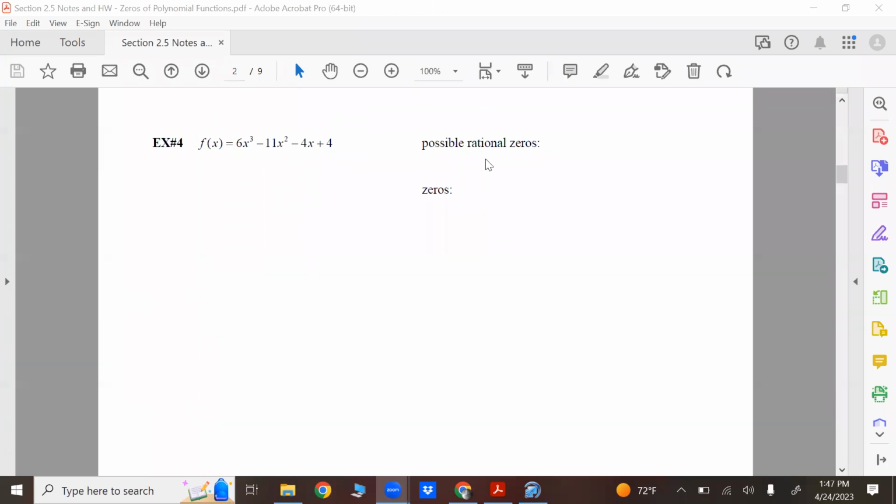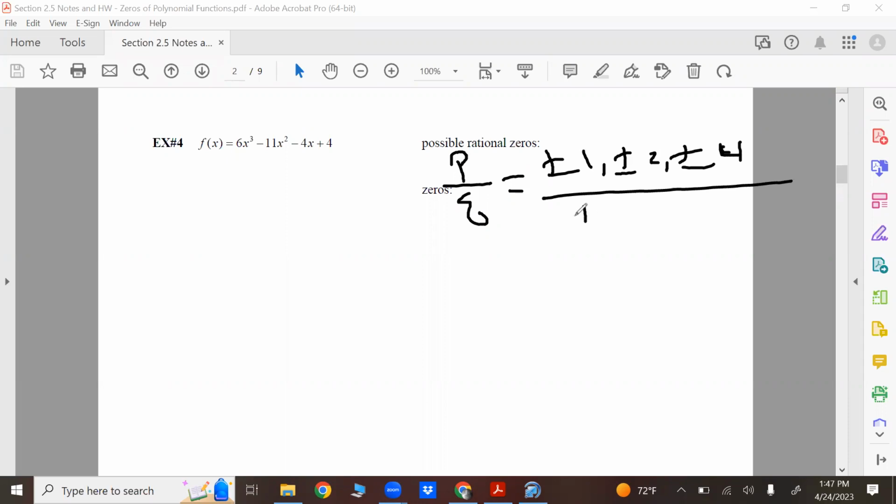Alright, so rational zeros, let's do it. P over Q. You have plus or minus 1, plus or minus 2, plus or minus 4, over plus or minus 1, plus or minus 2, plus or minus 3, and plus or minus 4. I'm not going to list them all this time. I did it for example 3. Wouldn't it be plus minus 6? Yeah, you're right, sorry. Plus minus 6. Thanks for catching that.